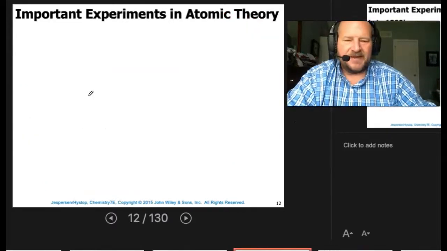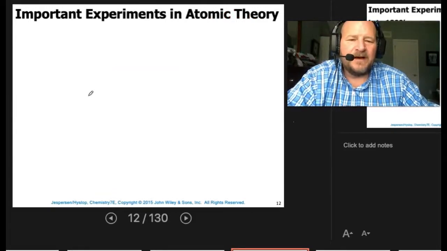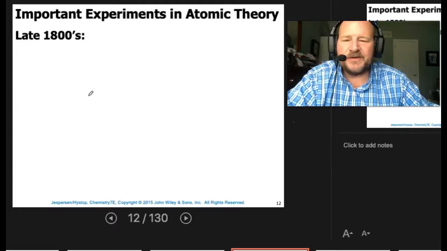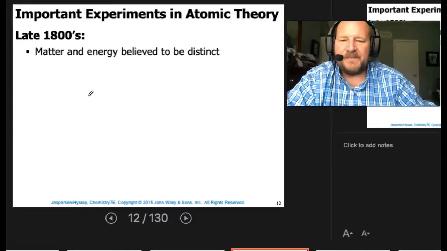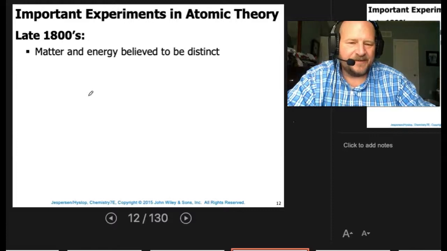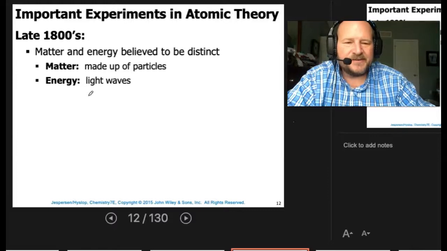Now, when we start to talk about the atom in terms of waves and particles and all this stuff, what we like to do in most chemistry classes is take a tour through history. So we're going to start in the late 1800s. Now, the thinking in the late 1800s was that matter and energy were not related at all. They were distant from each other, right? They're very distinct items, and they didn't really go together, right? So it was thought that matter, you're made up of particles, and we can see the little pieces, and we can combine the little pieces. Energy was thought of as being waves.